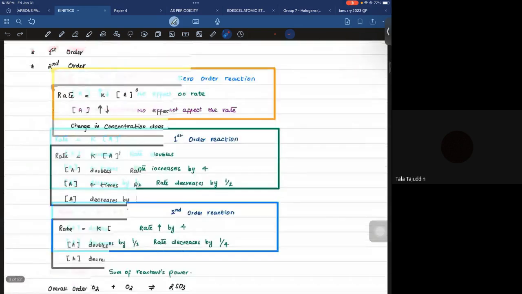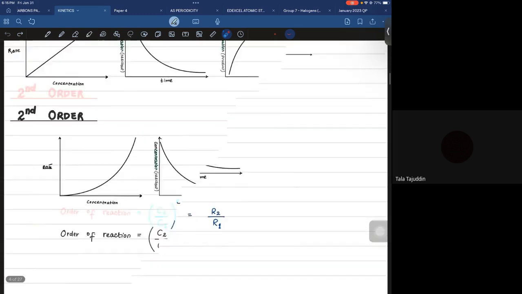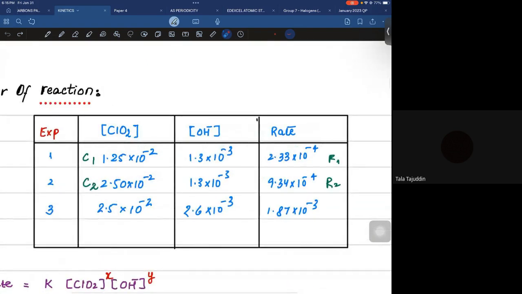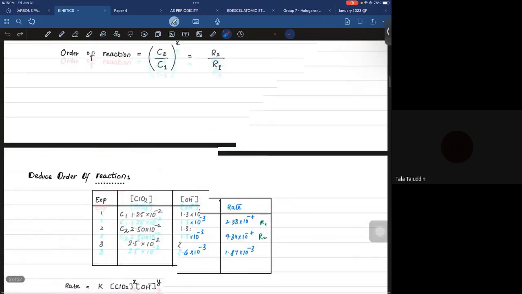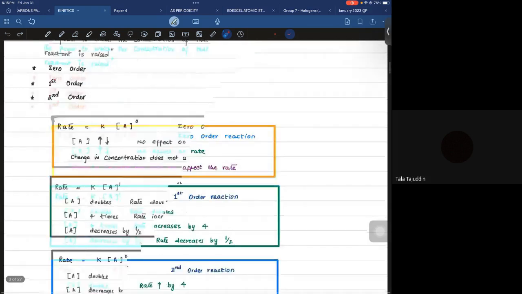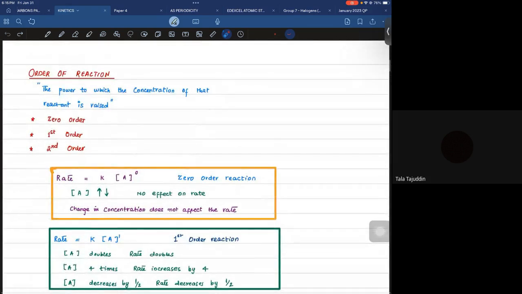Let's suppose in this question, as you can see, he has provided you data in the form of a table, and then he is going to ask to find out the order of reaction with respect to ClO2 and then with respect to OH. Then we would be solving the whole thing. That's why I'm saying it's totally experimental work. But before doing this, let me tell you that we would be studying three types of orders. Number one, zero order, then first order, and then second order.